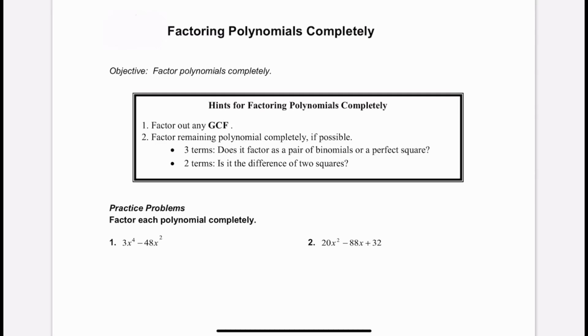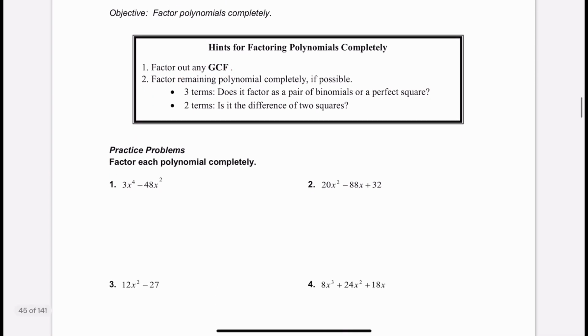Today we're looking at factoring polynomials completely. We are going to factor them. We have all sorts of factoring mixed up. We have greatest common factors. So the very first thing we want to do is factor out any greatest common factor. So let's look at that first.